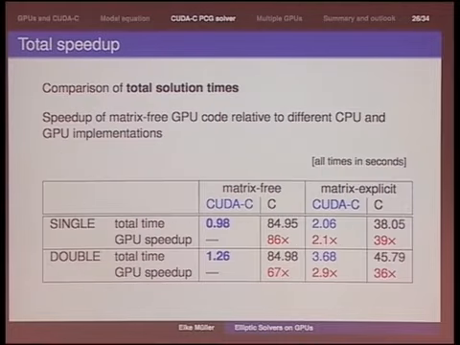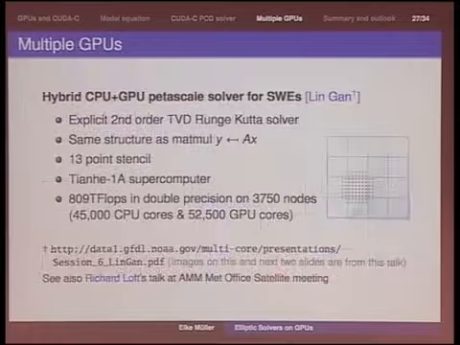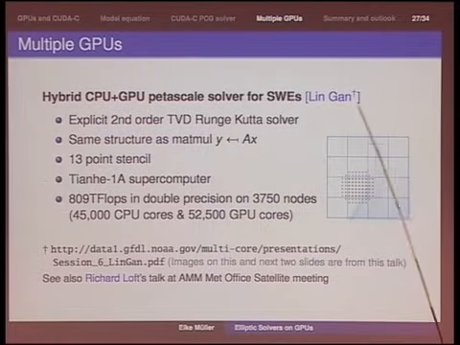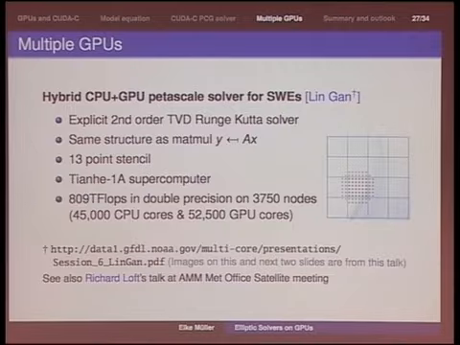Okay, good. So this is all I wanted to say about the single GPU implementation. As I said, we started looking at multiple GPUs. This is something that Richard Loft talked about in Exeter.